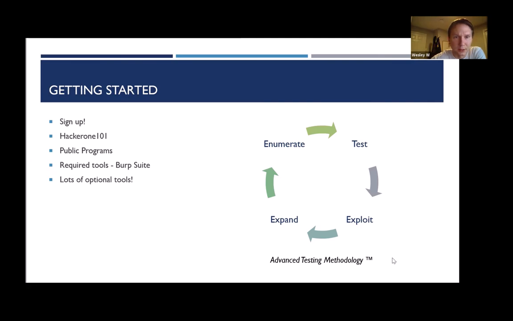So in terms of getting started, like I said, 90% of it's web applications. So if you've never tested web applications, you really got to start with Hacker 101. If you've done a ton of web application testing, then you should be familiar with the only tool required, which is Burp Suite.